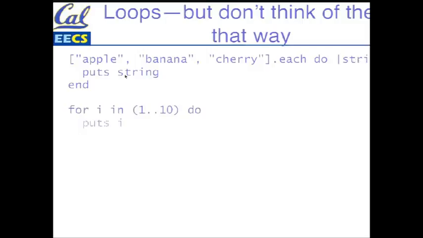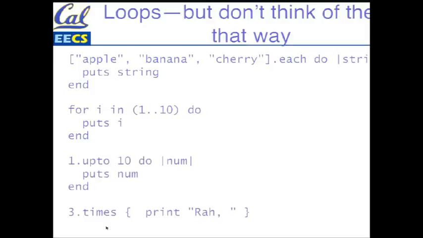Well, that looks pretty innocuous. I've seen for loops before. That looks like a range of numbers, and the variable is available inside the loop. OK, I understand that. Oh, this one's a little more interesting. 1 up to 10. Well, that's pretty cute. And then inside the loop, I can get the value of it as num. OK, so these all kind of look like loops. Here's another one. I can print rah, rah, rah, 3 dot times.